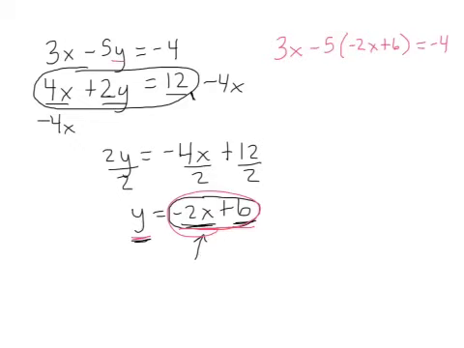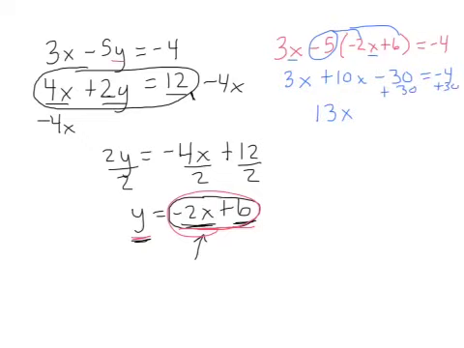And now all I have to do on that top equation is solve for what variable? x. Yeah, now all there are x's, and so I can solve for them, right? So I'm going to distribute my negative 5 here and here, and I have 3x plus 10x minus 30 equals negative 4. Okay? Then I'll combine like terms. 3x plus 10x is 13x. And I'm going to add 30 to both sides. 30 plus negative 4 equals 29.